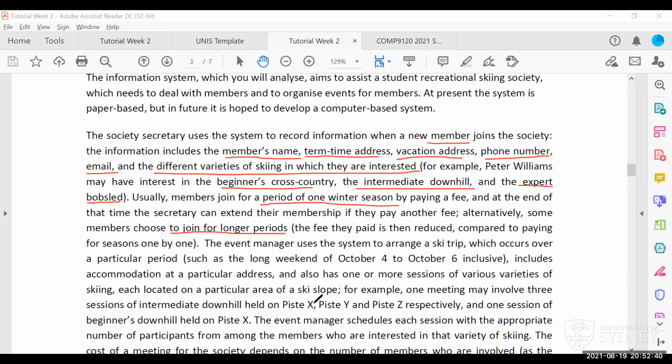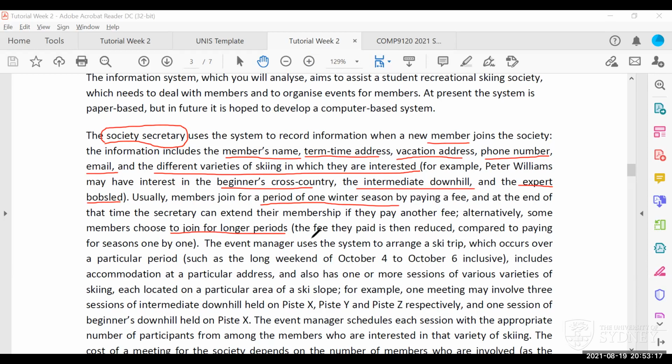What else do we need to capture? I think someone mentioned society secretary. So do we really need to capture secretary? Do we need this in our system? Do we need to record or track information about the society secretary? The answer is no. So if the answer is no, then we don't really need society secretary as an entity.